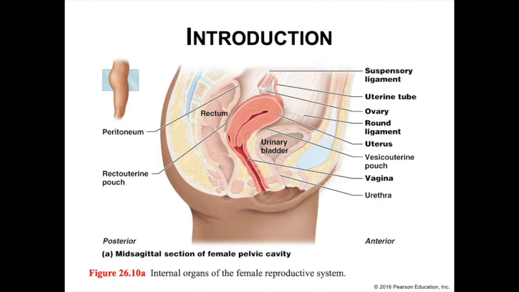Now, something you can see really well here, the urethra is not part of the reproductive system in the female. In the male, it plays double duty. In the female, the bladder and the urethra are just part of the urinary system. They're not part of the reproductive system.